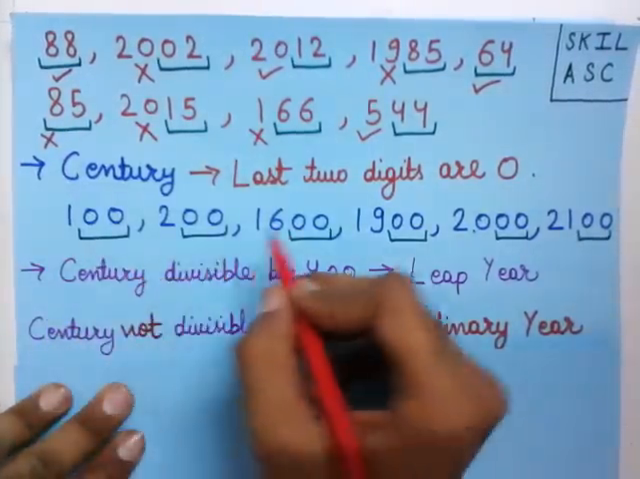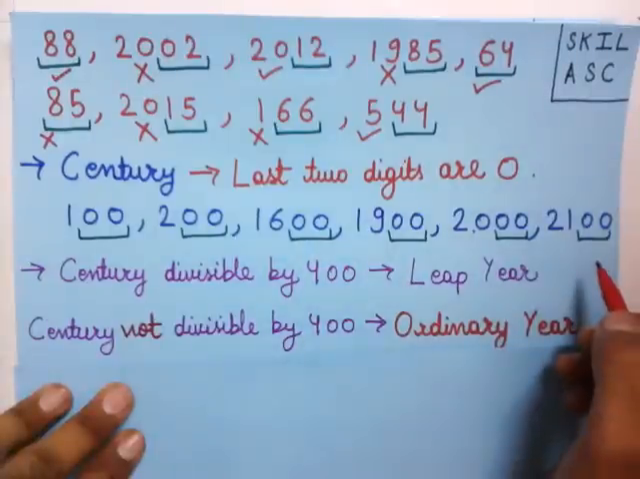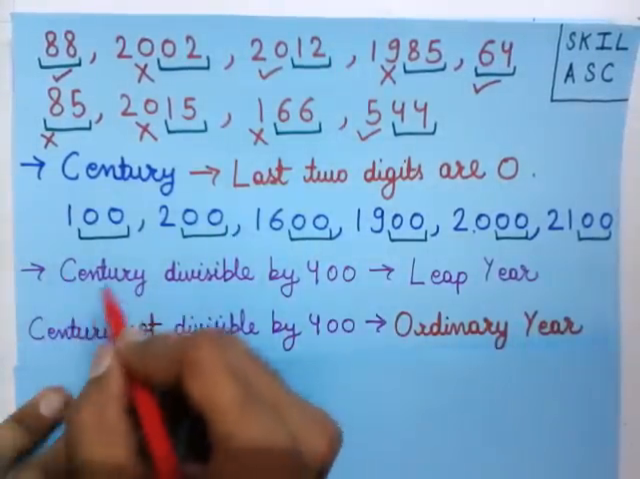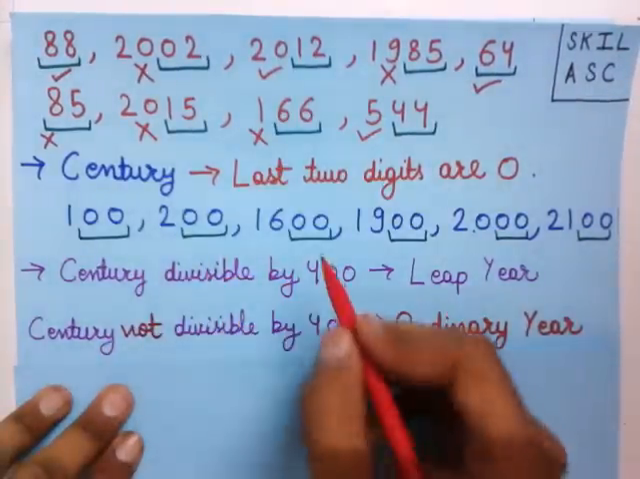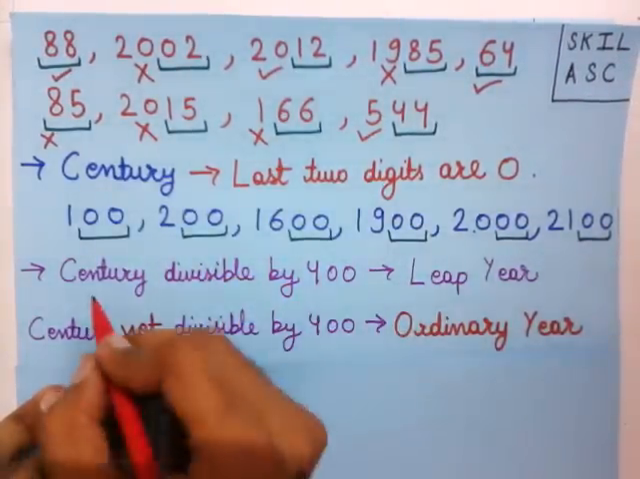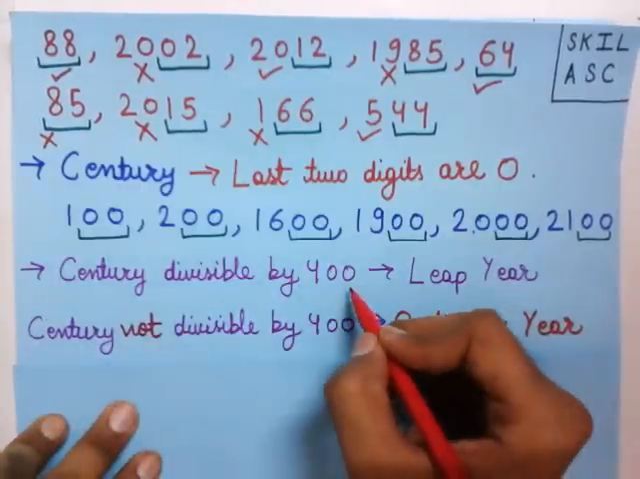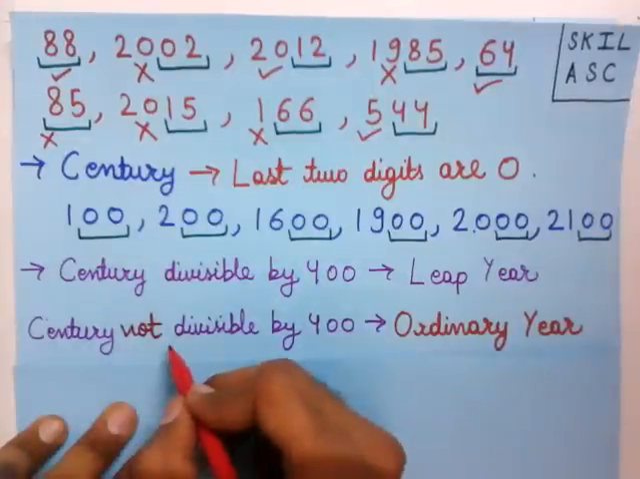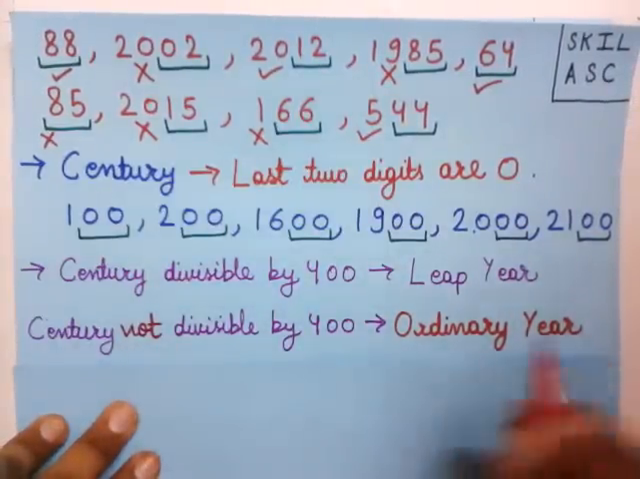Now how to check which of these centuries are leap years and which are ordinary years? We have to remember these two points. If a century is divisible by 400, then it will be a leap year. And if a century is not divisible by 400, then it will be an ordinary year.